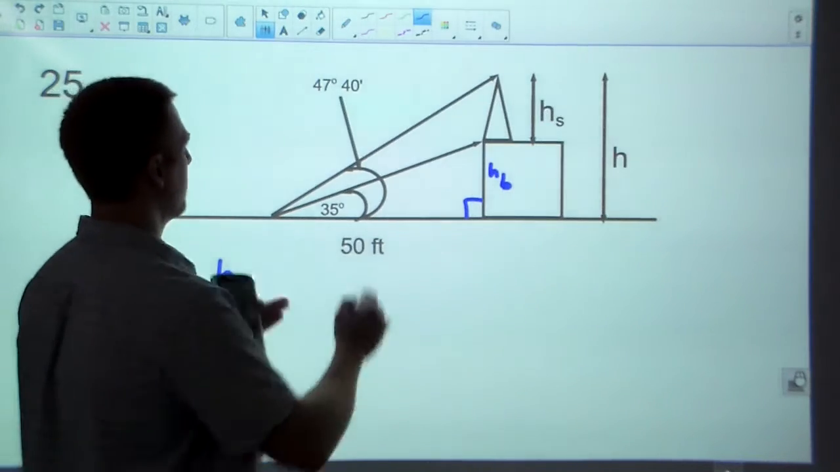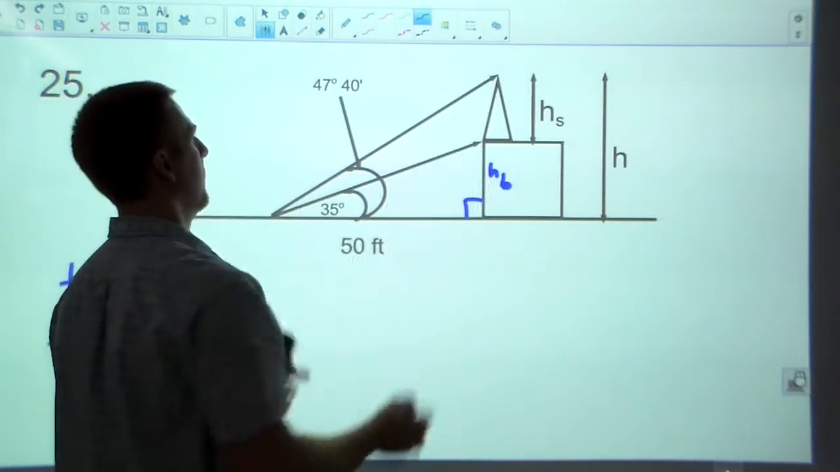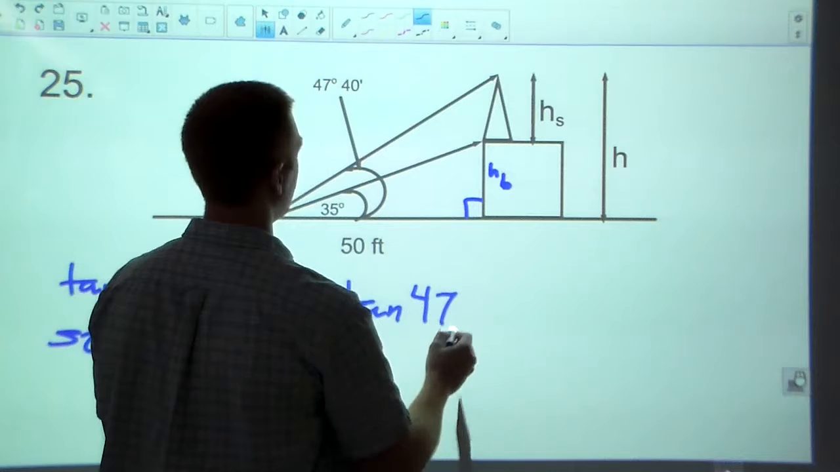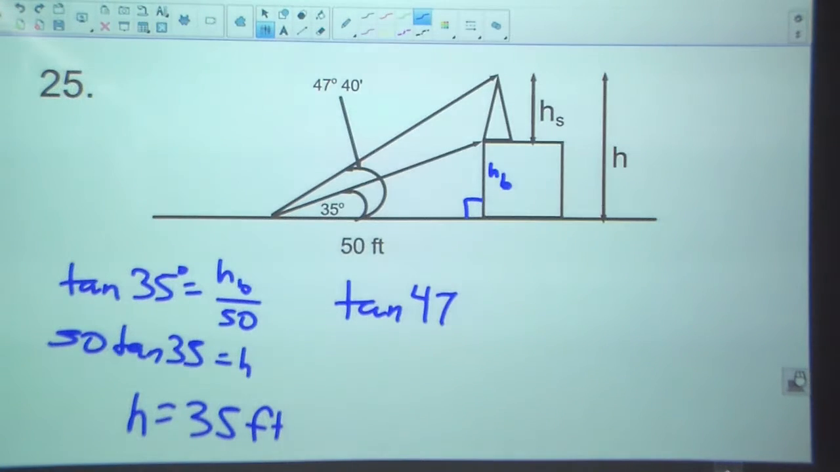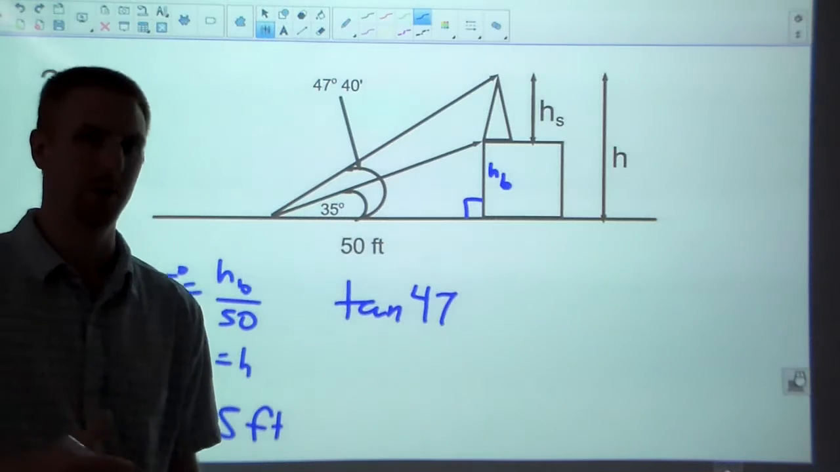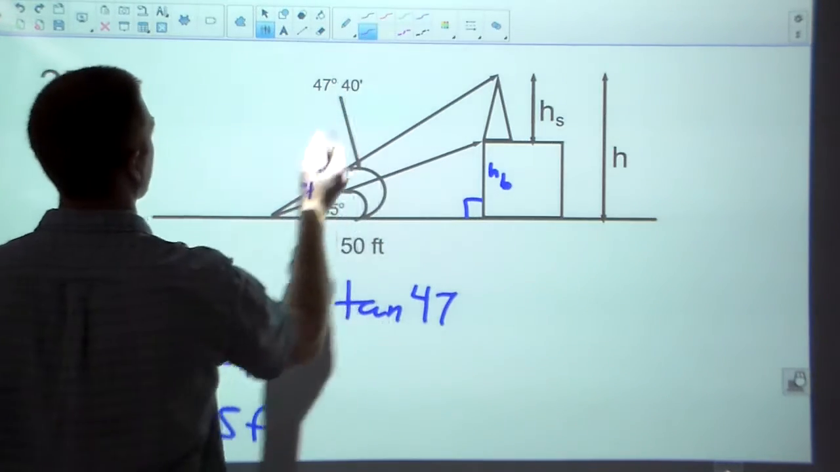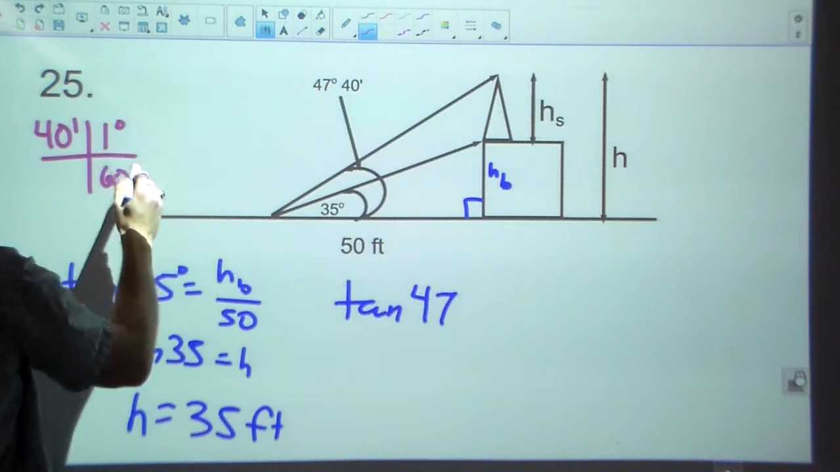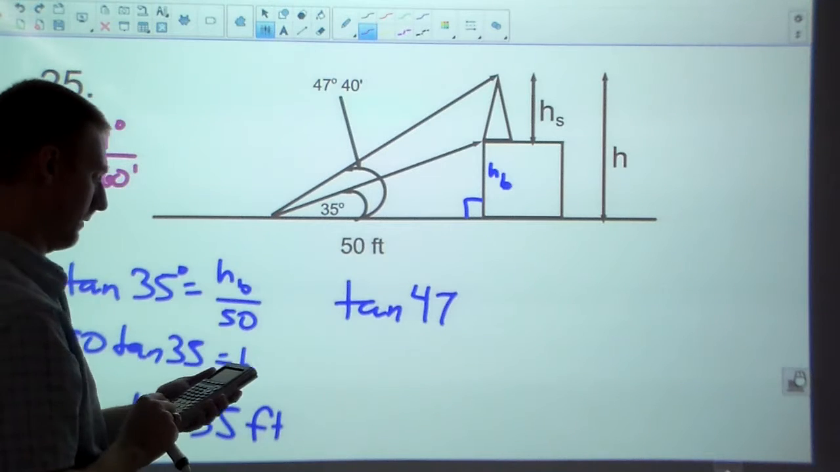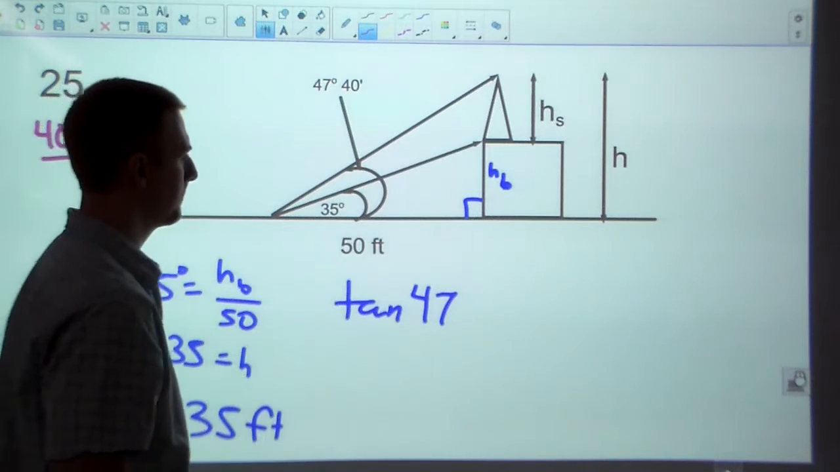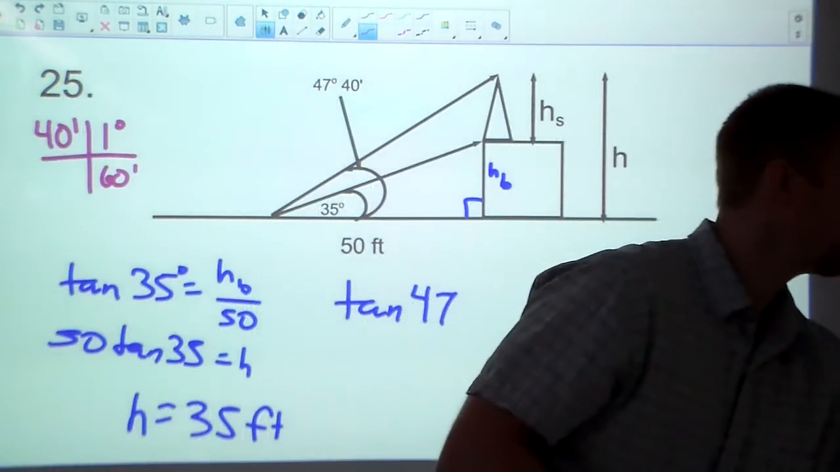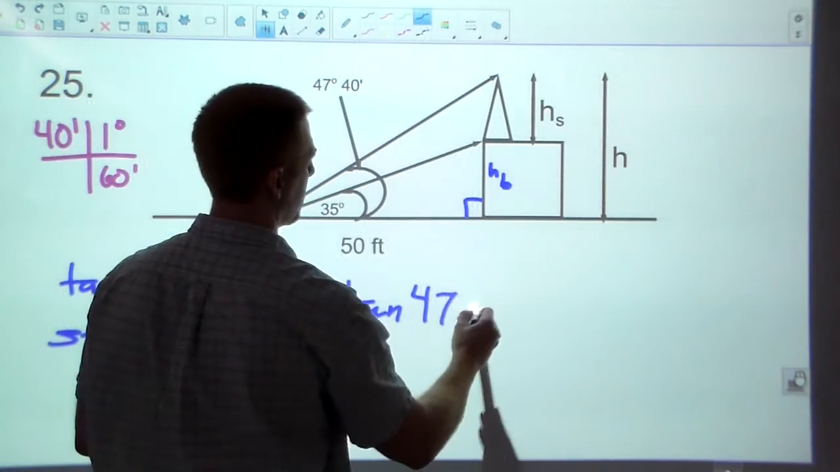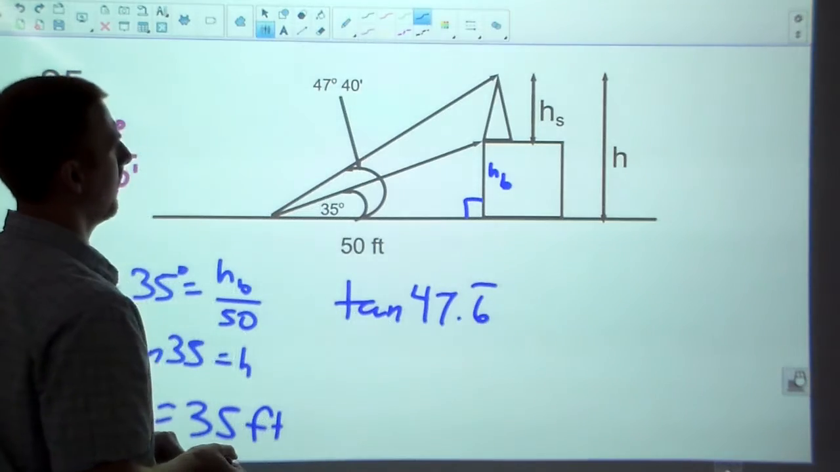Now the next thing I've got here is this really big triangle from the ground up to the top of the steeple. So we'll set up a similar ratio. Tangent of 47 degrees, 40 minutes. It'd probably be better to do that as a decimal because I can't really put 47 degrees, 40 minutes in my calculator. So let's convert that. There are 60 minutes per degree, so 40 divided by 60 will tell me how many degrees that is. 40 divided by 60, that's 2/3. So 47.6 repeated.